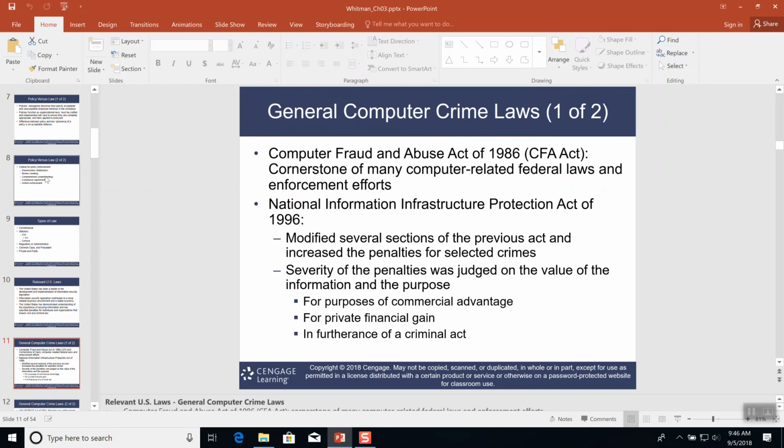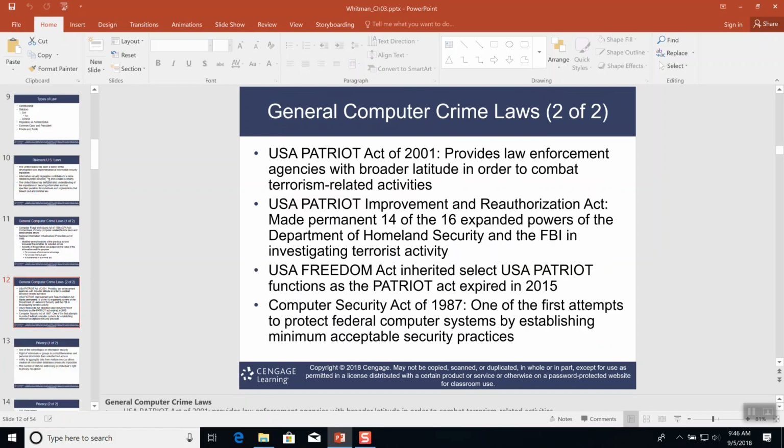Here's 1986, the Computer Fraud and Abuse Act. Cornerstone of many computer-related federal laws and enforcement efforts. National Information Infrastructure Protection Act of 1996. So I'd like to sit there and read that. This is a real interesting one. U.S. Patriot Act of 2001. Was that acceptable?